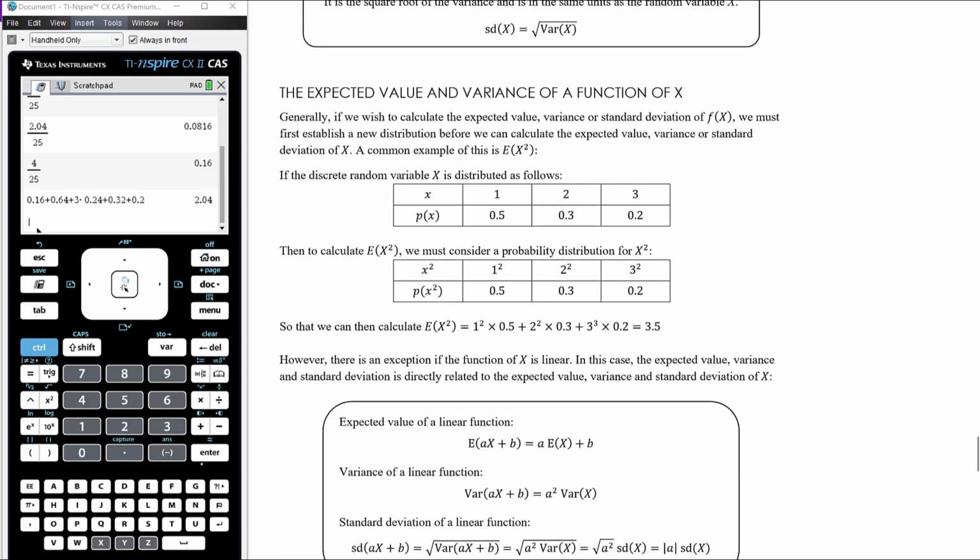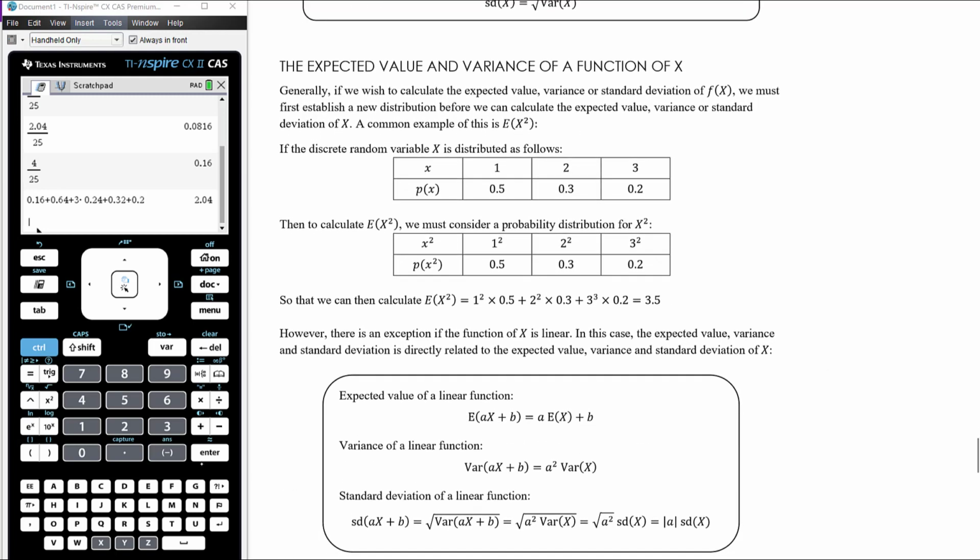The last thing I just want to run through is the expected value and variance of a function of x. Usually I go through a whole lot of examples that we work through together, but I'm really just going to give you these formulas here because they're not really going to come up so much this year, I wouldn't expect. Generally, if we wish to calculate the expected value, variance or standard deviation of a function of x, then we must first establish a new distribution before we can calculate the expected value.